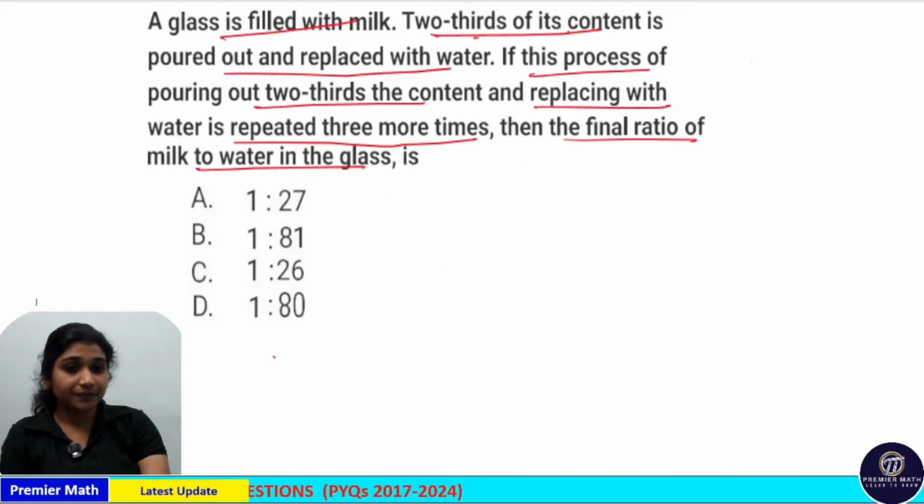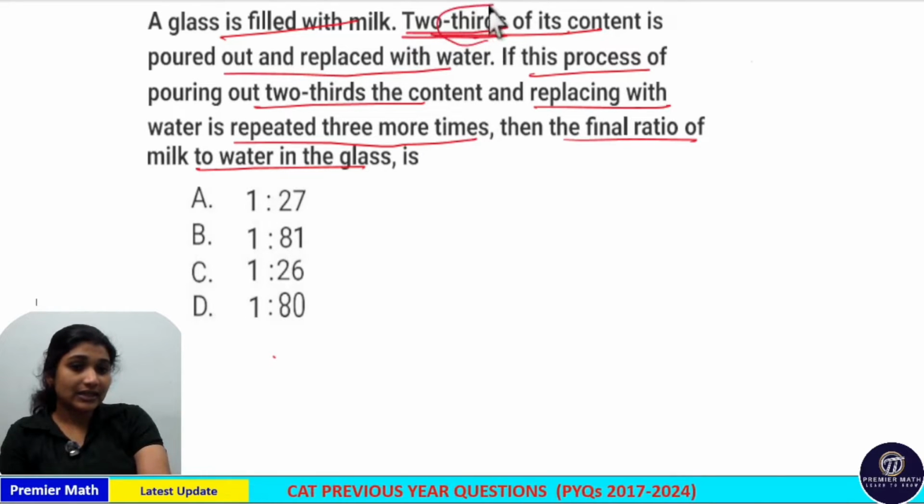Here, I will explain this concept in 3 methods. I will explain both the shortcut and the concept as well. Shortcut means here two-thirds is a fraction. So, in this two-thirds, the third represents the denominator, which is the total content here. That is, two-thirds of the content means here 3 parts is the total content. Total content means milk plus water.